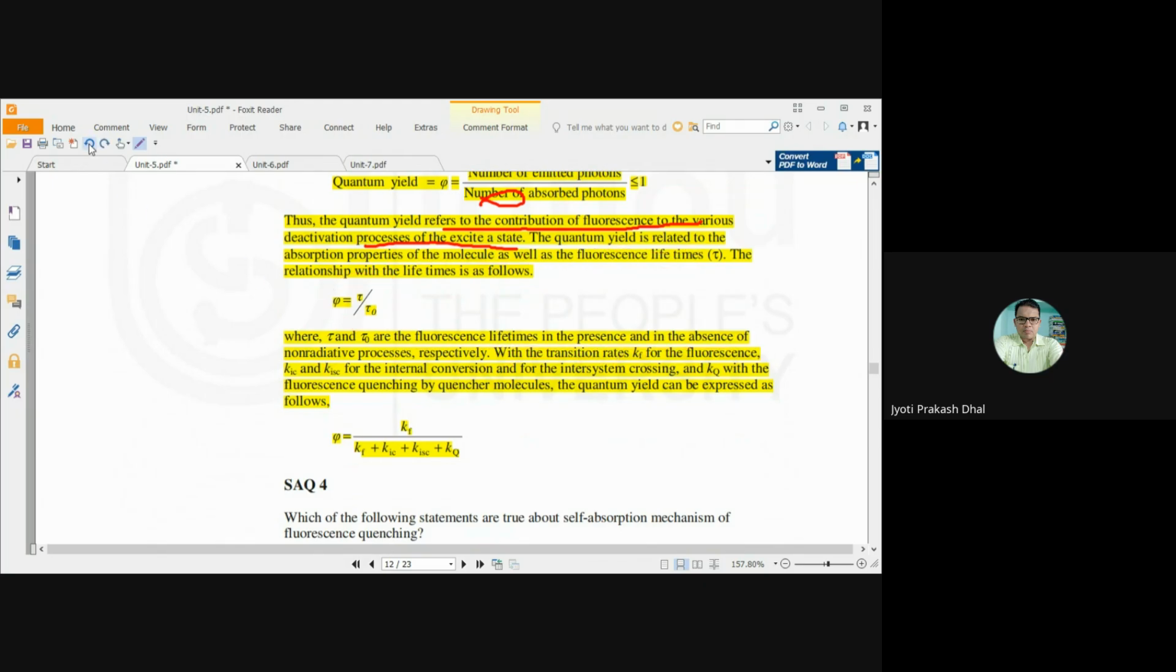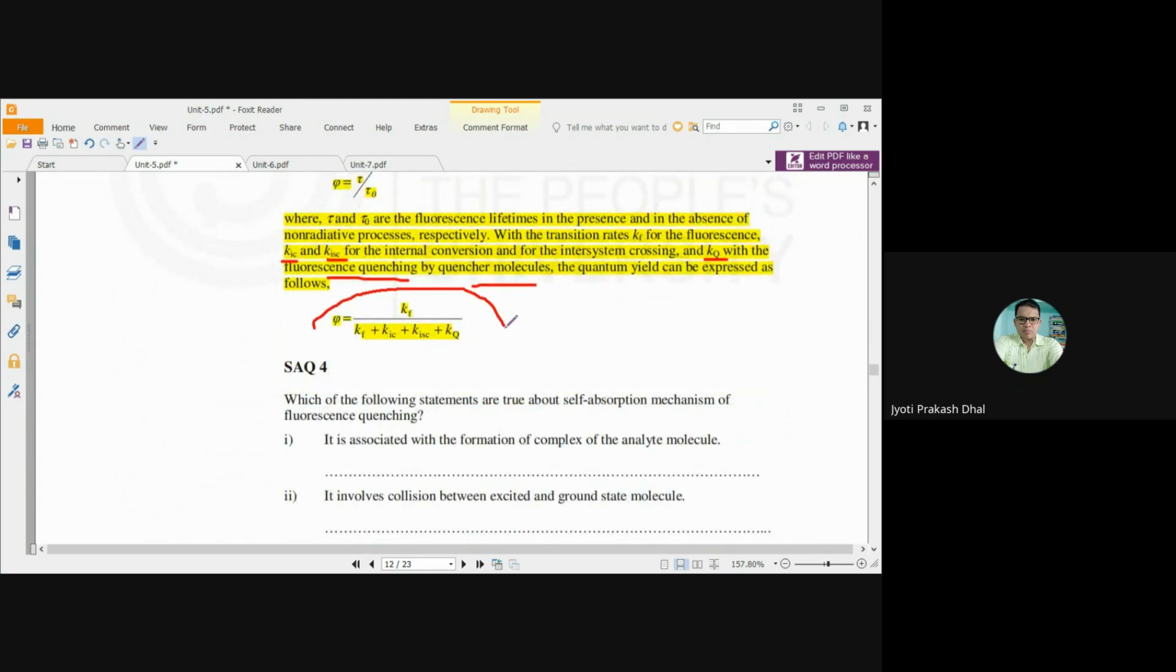With the transition rates Kf for fluorescence, Kic for internal conversion, Kisc for intersystem crossing, and Kq the transition rate for fluorescence quenching by quencher molecules, hence phi equals Kf divided by Kf plus Kic plus Kisc plus Kq.